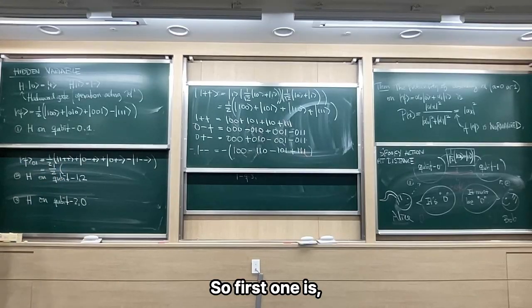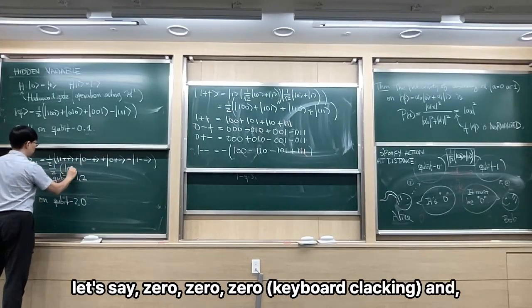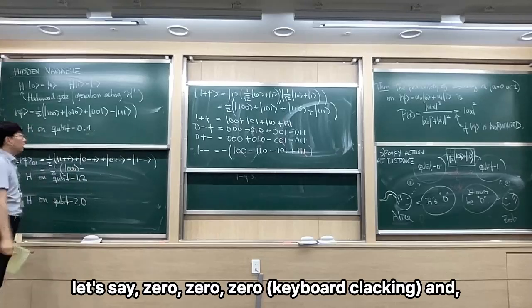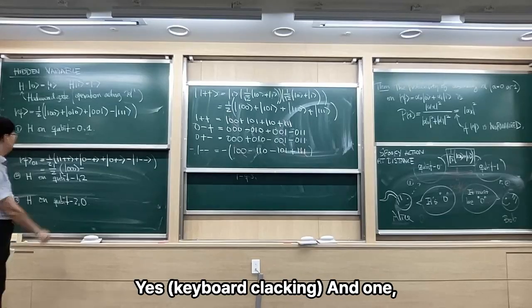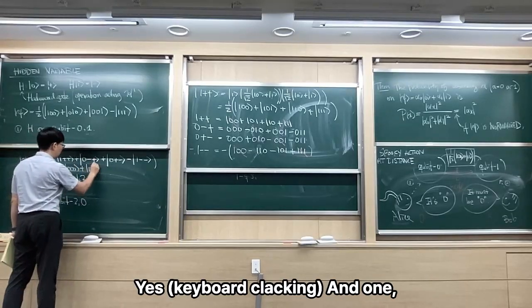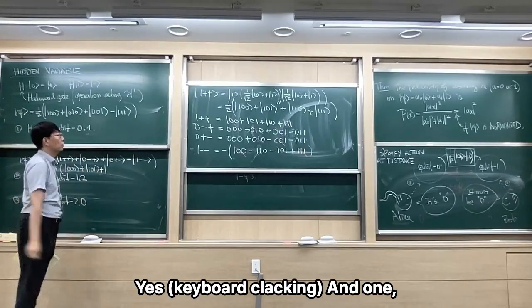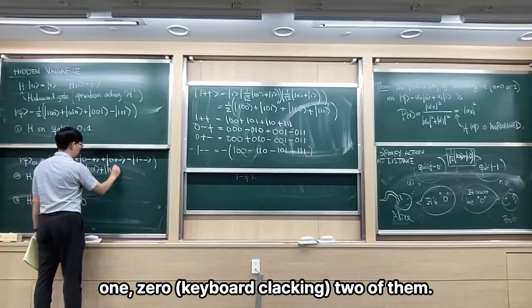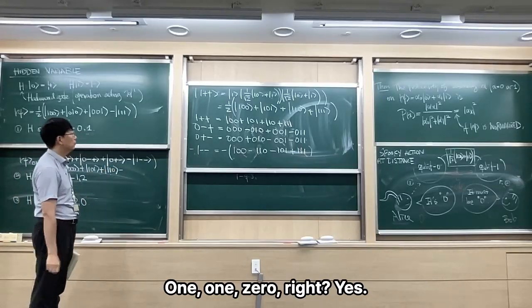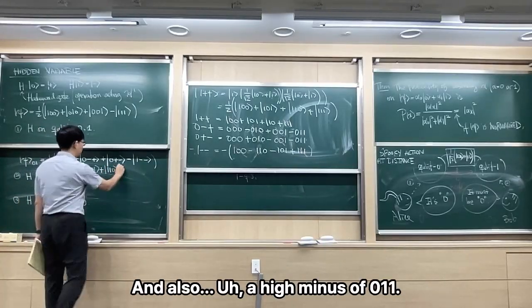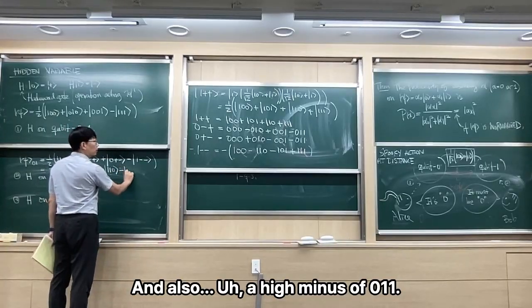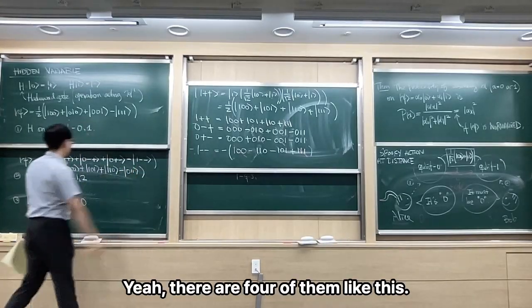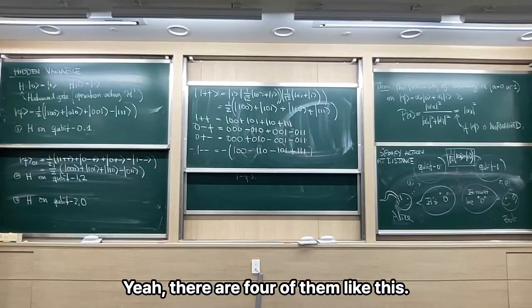So first one is, let's say, 0, 0, 0. And what? 1, 0, 1, yes. And 1, 1, 0. There are 2 of them, 1, 1, 0, right? Yes. And also minus of 0, 1, 1. Yeah, there are 4 of them like this.